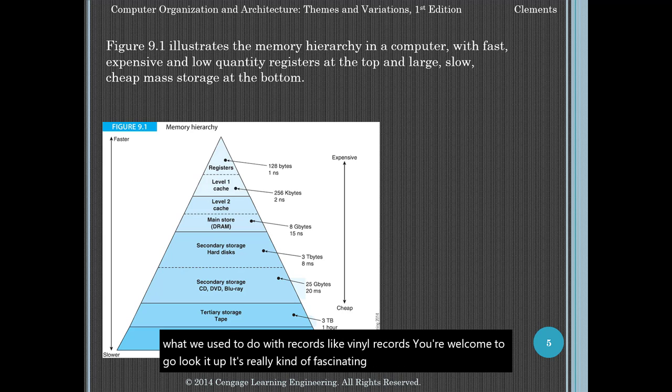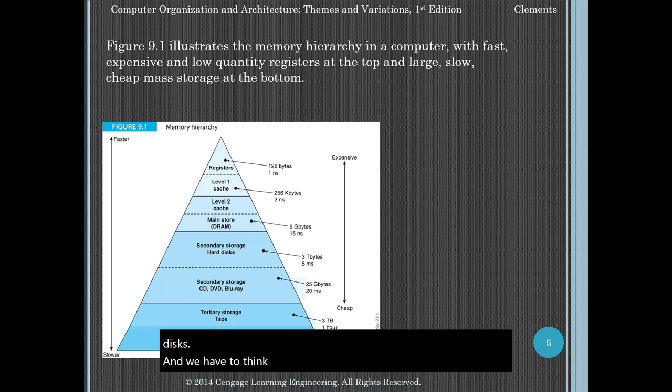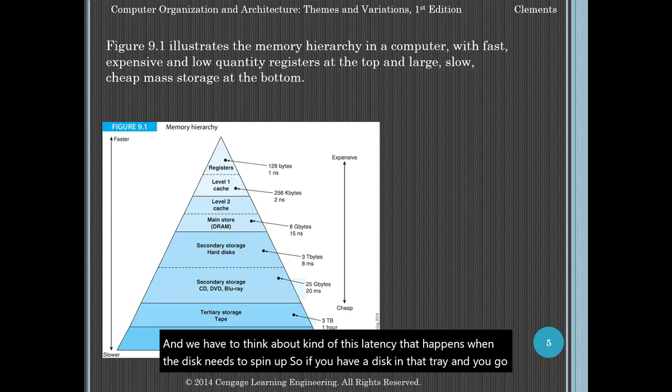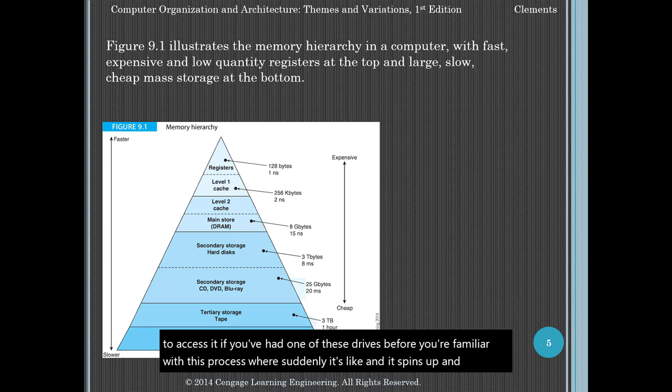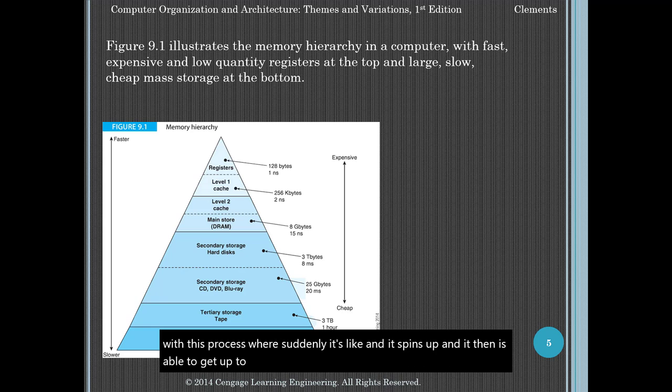So the optical memory is slower, right? We can see that it's quite a bit slower than the hard disk. And that's mainly because CDs and DVDs rotate at a fraction of the speed of the platters inside of our hard disks. And we have to think about the latency that happens when the disk needs to spin up. If you have a disk in that tray and you go to access it, if you've had one of these drives before, you're familiar with this process where it spins up, and then is able to get up to the speed necessary to actually read the data and perform its job.